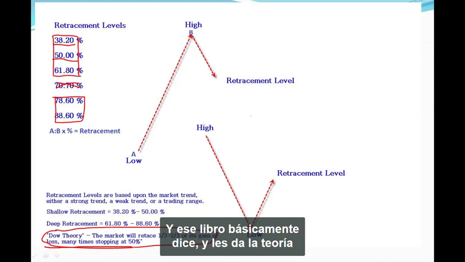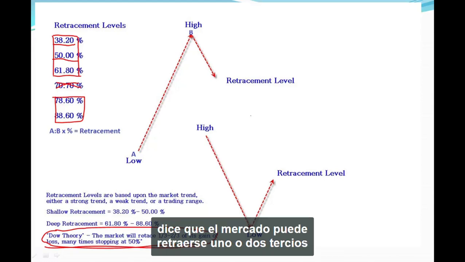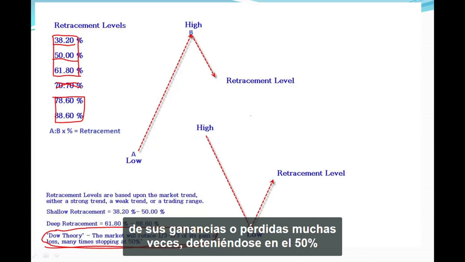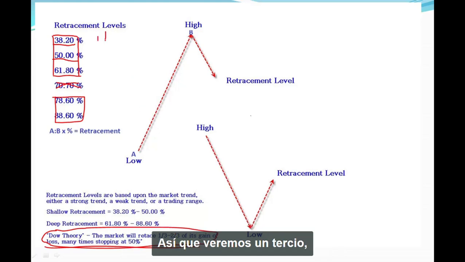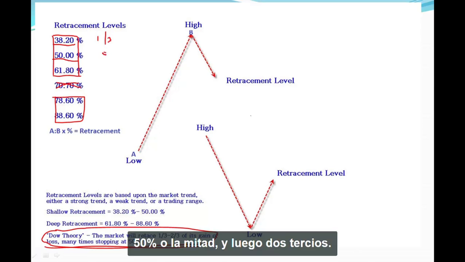That book gives you the theory of the technical analysis of the markets, and it says that the market can retrace 1/3 to 2/3 of its gain or loss, many times stopping at 50%. So we're going to look at 1/3, 50% or half, and then 2/3.